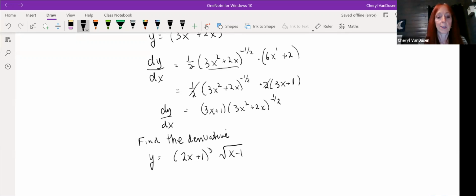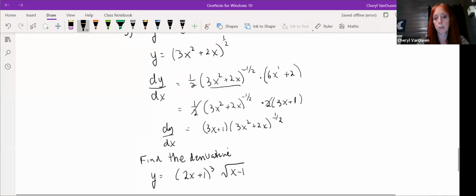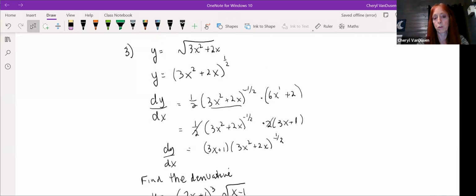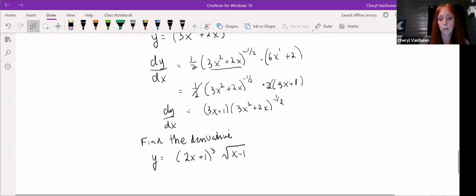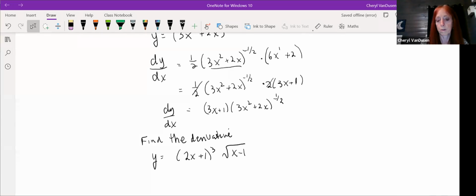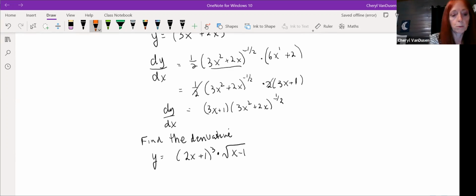Notice something different again. Now we've got 2 separate expressions. Here in this one, we had one expression, the root of 3x squared plus 2x. So we had a really yucky expression inside of a square root, but really all one expression. Now all of a sudden, we've got 2 expressions. So when you have 2 expressions multiplied together, I don't have a times sign there, but we have to infer there's a times sign. We are going to do the product rule.